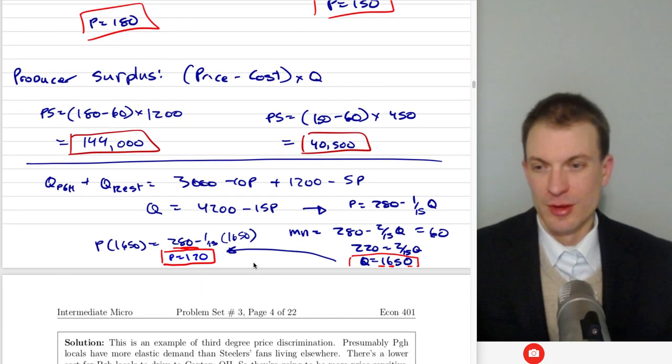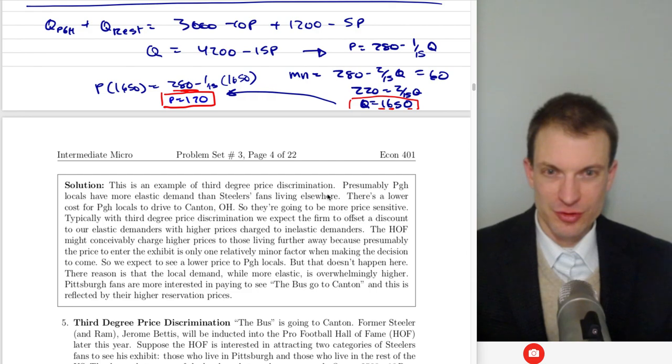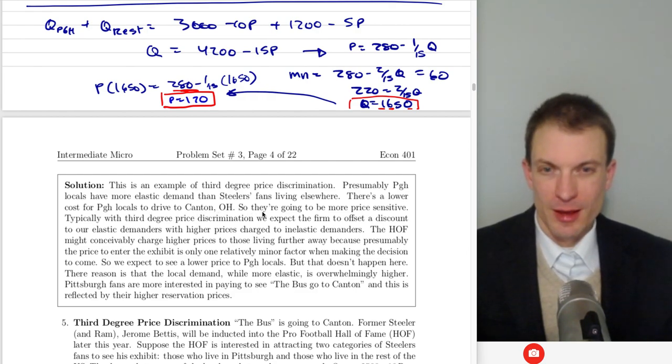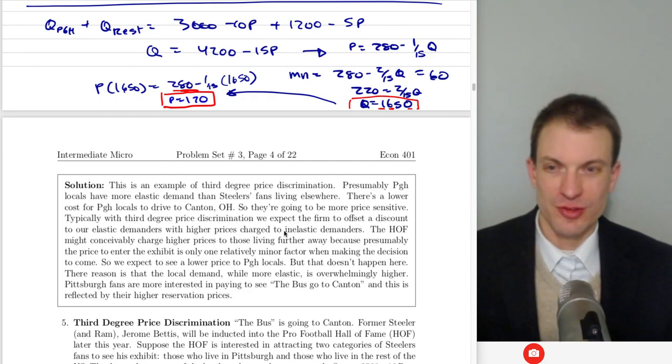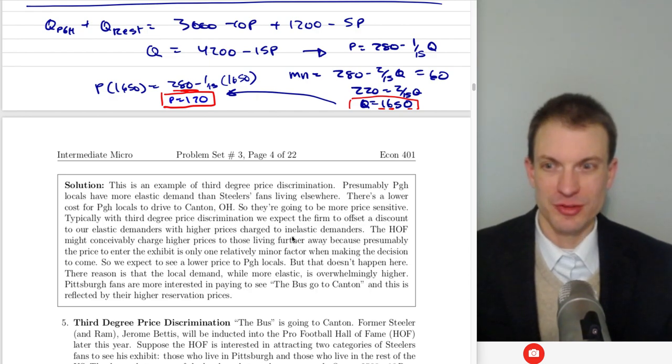Okay. And then my comment here: this is an example of third-degree price discrimination. Presumably Pittsburgh locals have a more elastic demand than Steelers fans living elsewhere, because of the lower cost for Pittsburgh locals to drive to Canton. It's 2 hours away, so they're going to be more price sensitive. Typically, we expect the firm to give the discount to the more price sensitive demand, offset by a higher price to the more inelastic demanders.